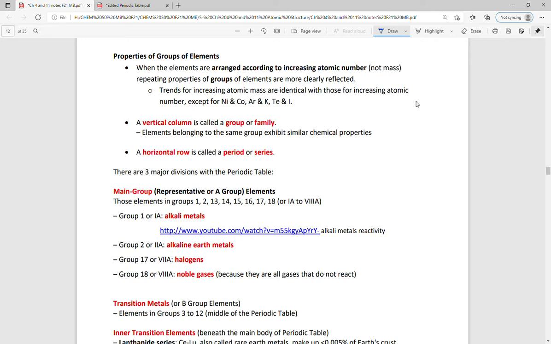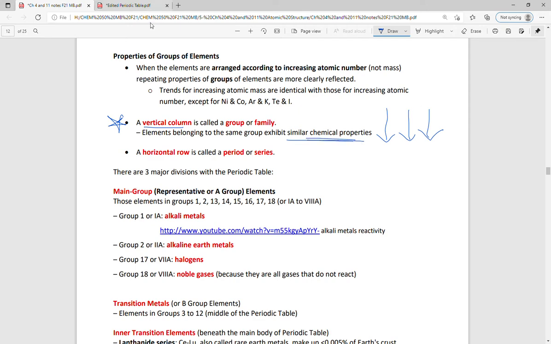And so when I take a look at the periodic table, a lot of the time I spend talking about vertical columns. So that can be a group or a family. So it's the ones that are reading down the periodic table. And those ones are going to have very similar chemical properties.